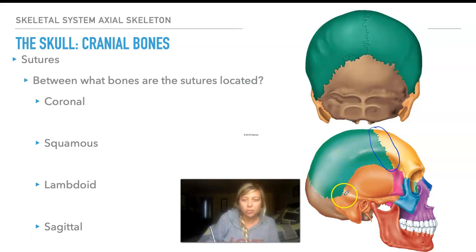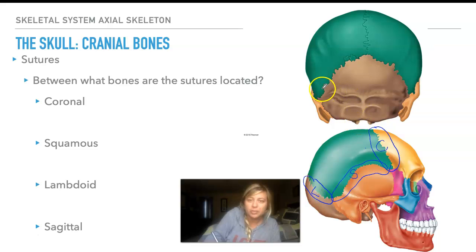Our next suture is the squamous suture. This suture is on that squamous or flat part of the temporal bone, between it and the parietal bones. So this is coronal, this is squamous, and there'll be another one on the other side of the head too. The lambdoid suture, you can see a little bit of it in this view, right here between the parietal and the occipital bone, but you can see the entire lambdoid suture back here. And you can see in this picture there's a couple of little bones in the lambdoid suture, some Wormian bones. So this is the lambdoid suture.